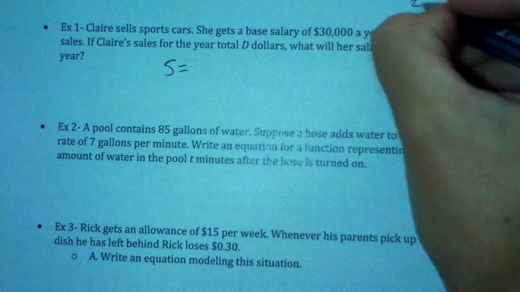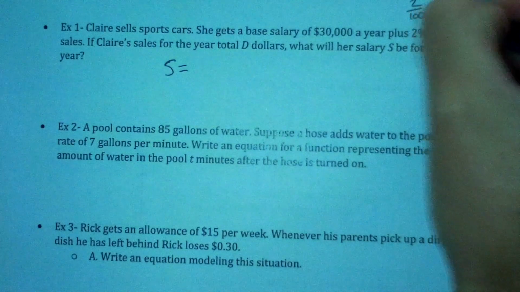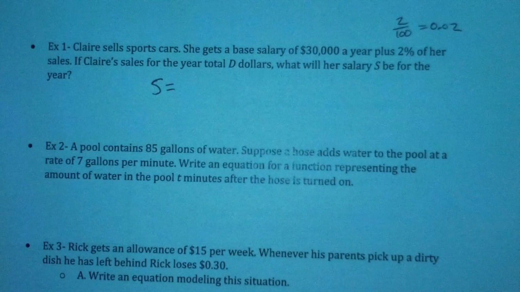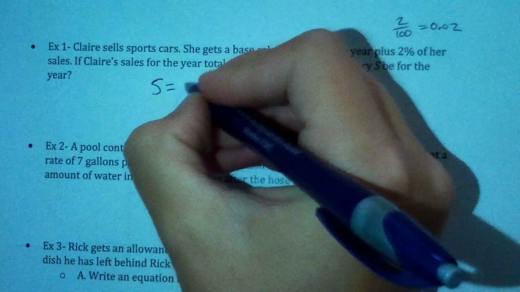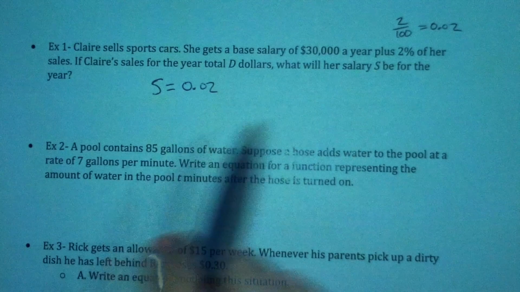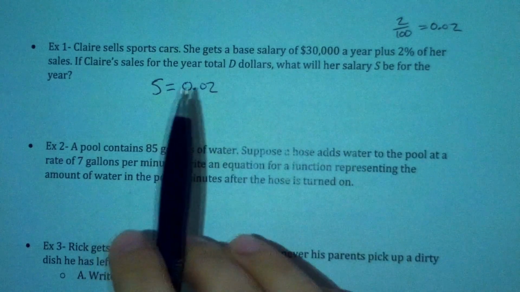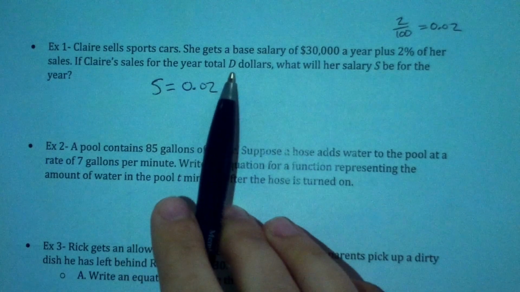A pool contains 85 gallons of water. Suppose a hose adds water to the pool at a rate of 7 gallons per minute. Write an equation for a function representing the amount of water in the pool t minutes after the hose is turned on. Okay, so this one wants us to write an equation for a function.